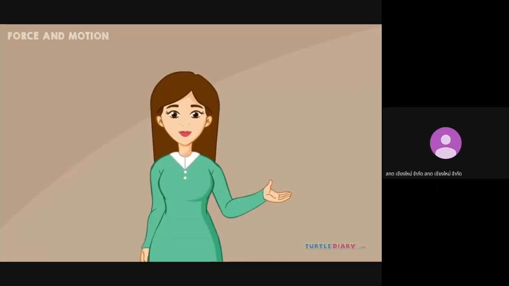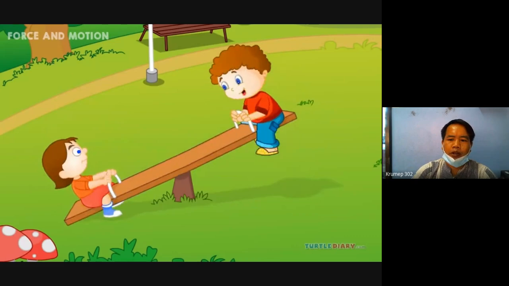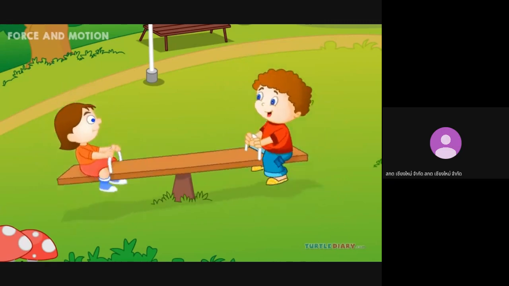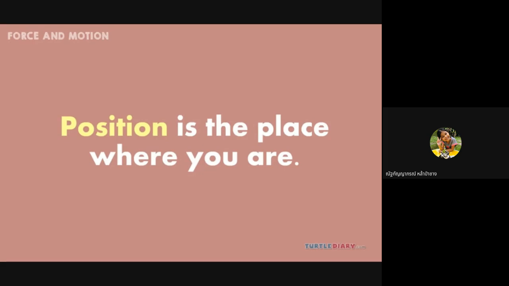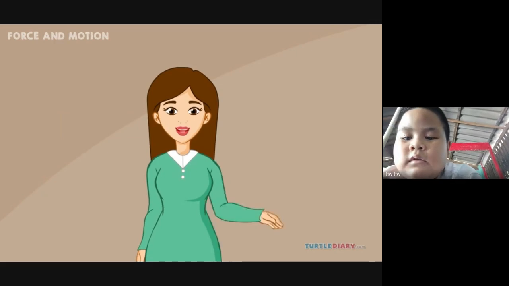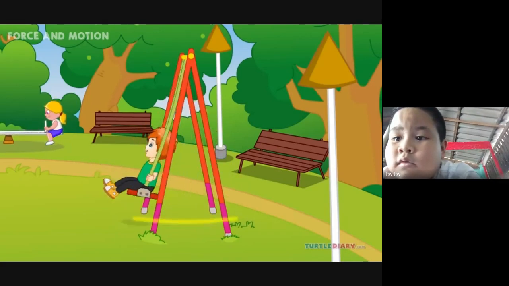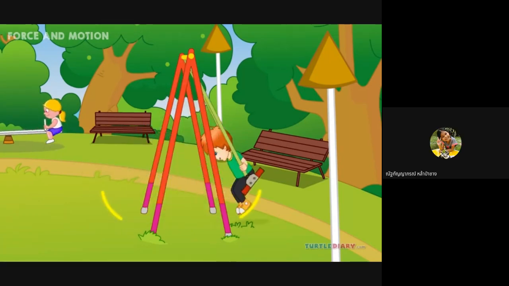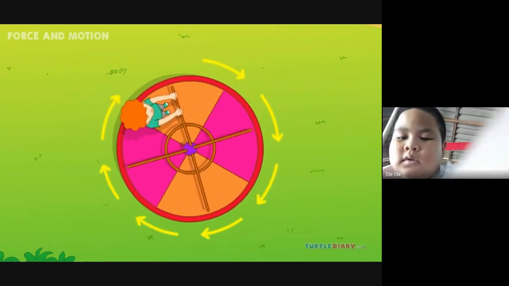When the seesaw is still and you and a friend sit on it, it begins to have motion. One seat goes up while the other goes down. They change their positions. Position is a place where you are. If you change your position, you are moving. There are different types of motion. If you swing on the swings, that's a back and forth motion. It's also an up and down motion. If you ride on a merry-go-round, you'll be going round and round in a circle.